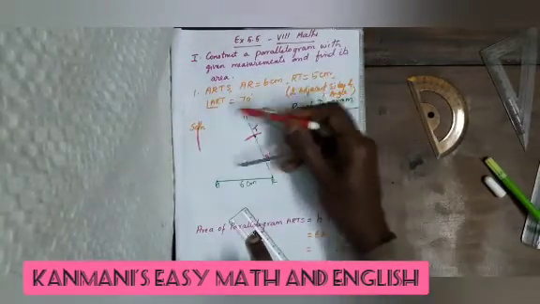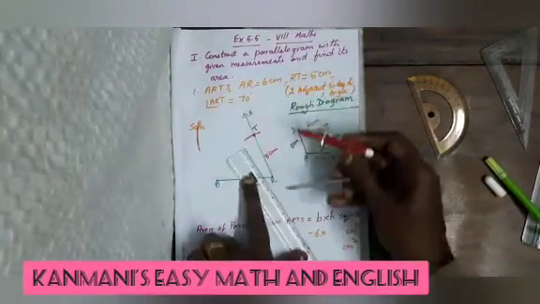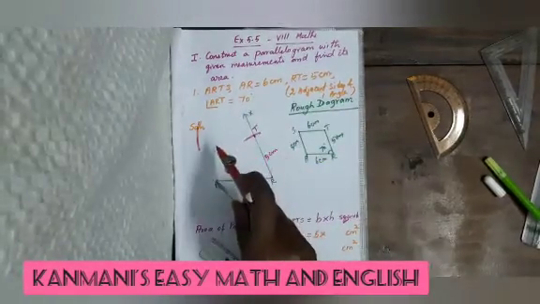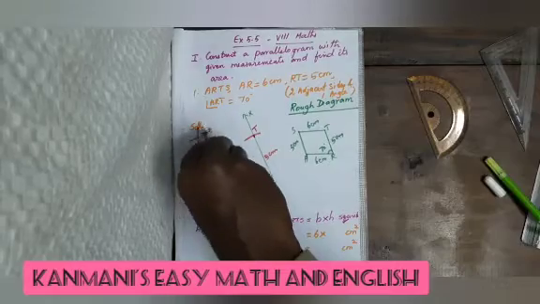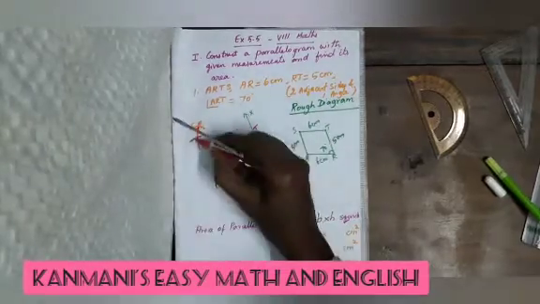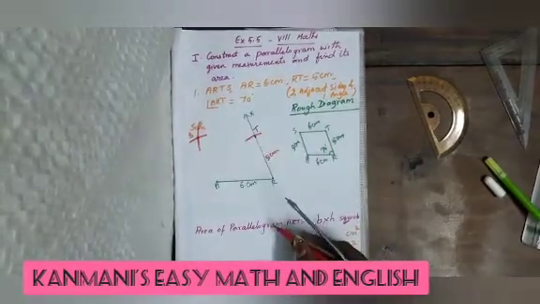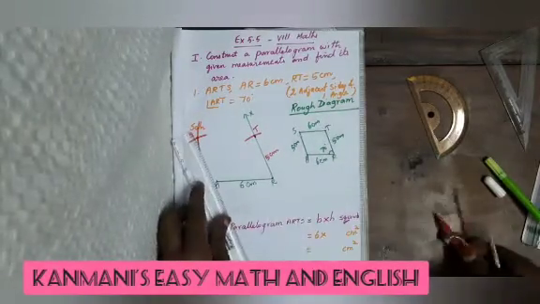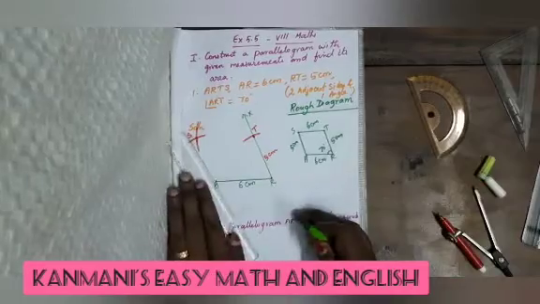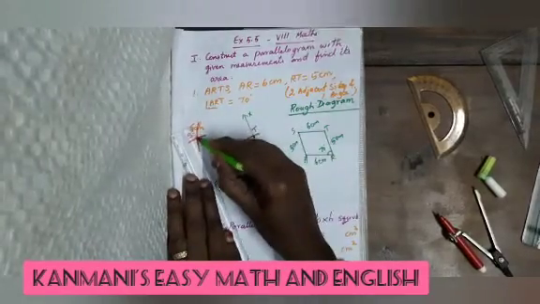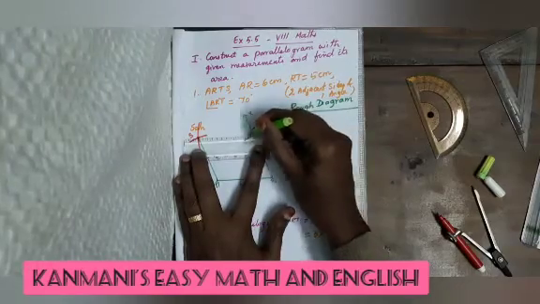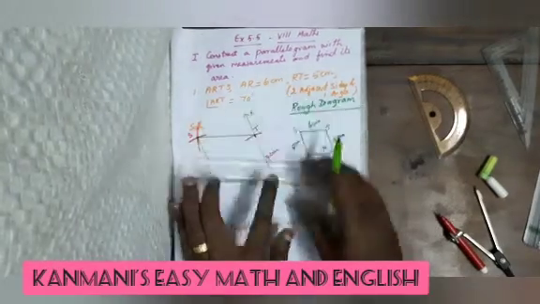Then RT will be equal to AS. So RT is 5 cm. Take 5 cm in your compass. With A as center, draw an arc to cut the previous arc at S. So this will be the completed parallelogram. Let us now join AS and TS in order to get a parallelogram. So this is our parallelogram.